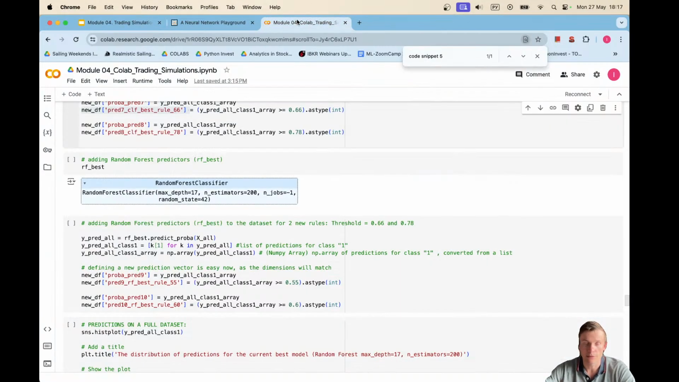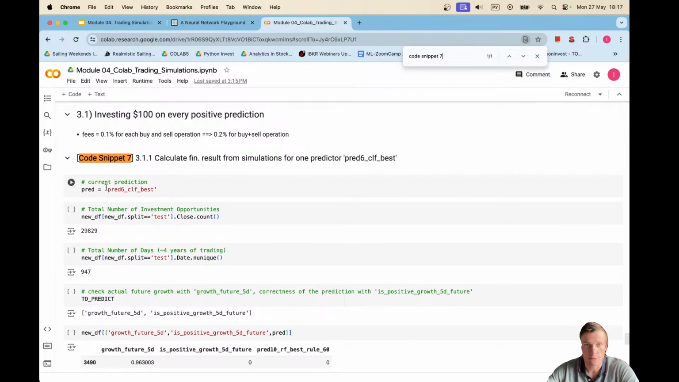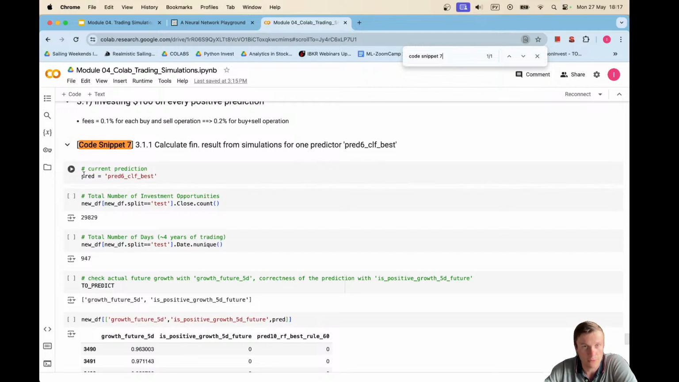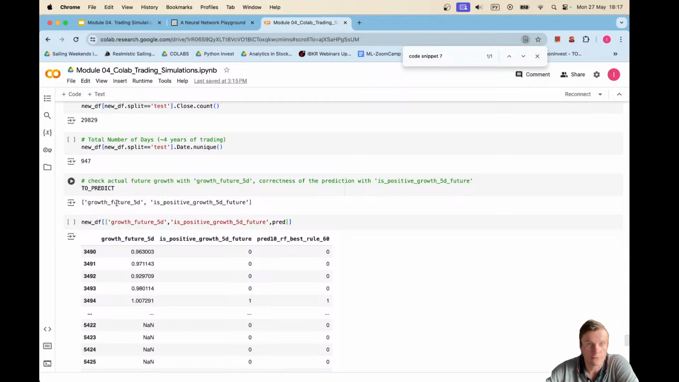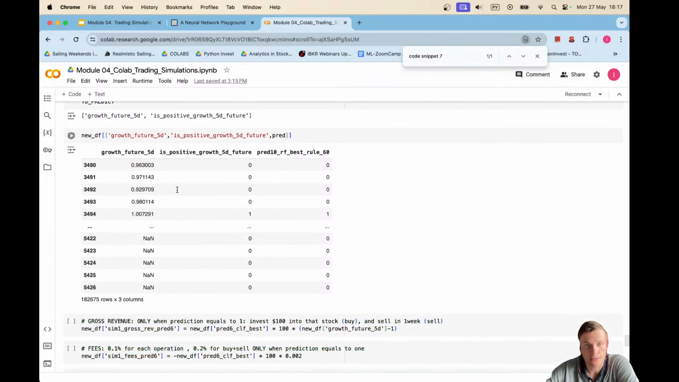Let's look at the code snippet number 7. So here is how you can simulate what you need to simulate in a few lines of code. We have prediction number 6. We see that there are 30,000 records in 947 days. We use the growth future 5-day, the actual growth in 5 days, to calculate the result from the trading activity. And is positive growth 5-day future. We use this column to understand whether our prediction was correct or not.